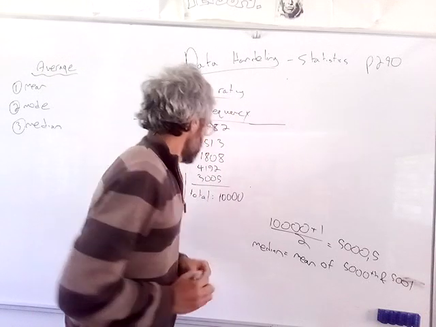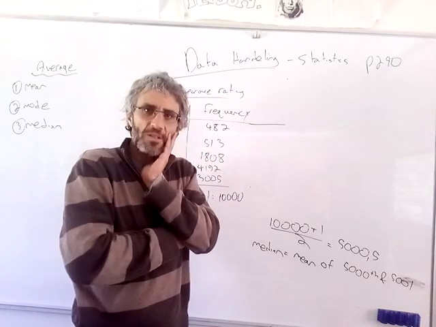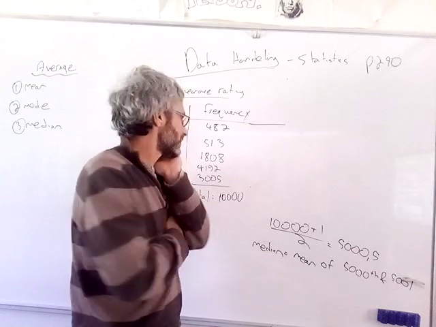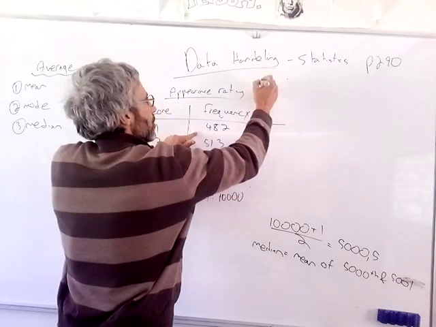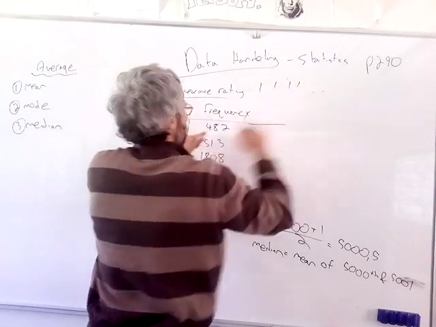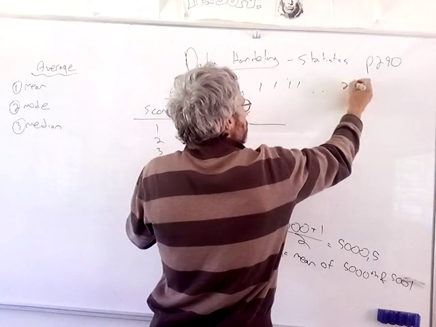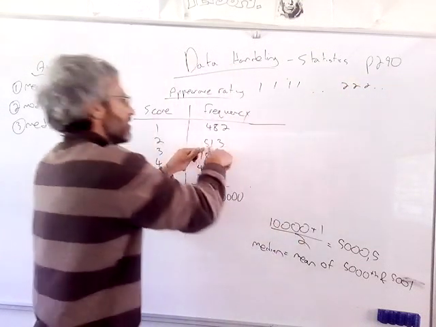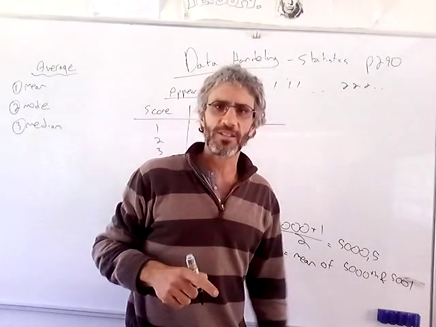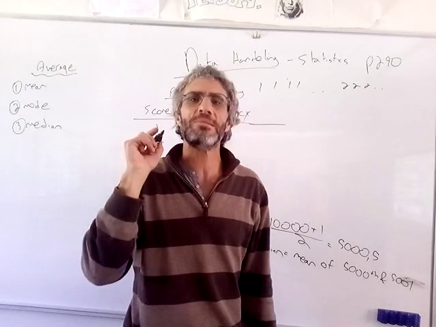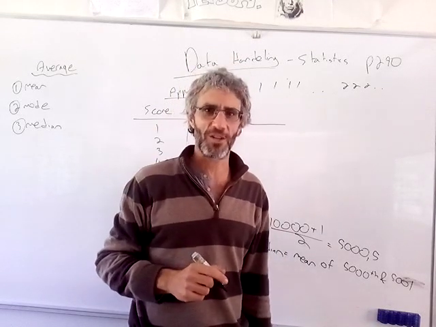Okay. But how do I know which one is the 5,000 and 5,001? Do I need to again just put 1, 1, 1, 1, do like that 480 times to 500 times and then count 5,000? Is that how I should do it? Of course, it's going to be lunatic.